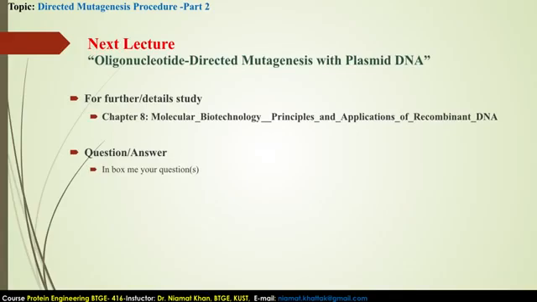In today's lecture, we studied how the Kunkel method can be used for M13 DNA-mediated oligonucleotide-directed mutagenesis. However, this is a multi-step process and laborious to practice on a routine basis. In the next lecture, we will study how plasmid DNA can be used as a template in order to minimize some steps.